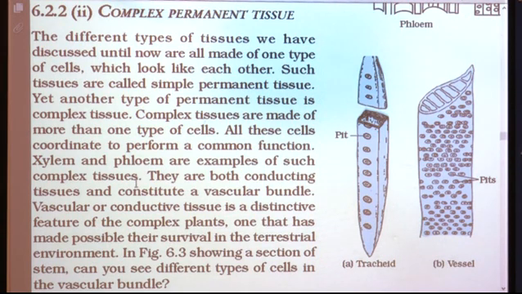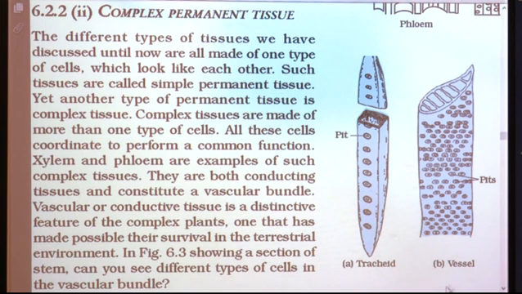So, what are the complex permanent tissues? Xylem and phloem. They are called conducting tissues because they conduct. So, let us discuss what they conduct. You know already that xylem conducts water and salts whereas phloem conducts food. So, vascular or conductive tissue is a distinctive feature of the complex plants, one that has made possible their survival in the terrestrial environment.